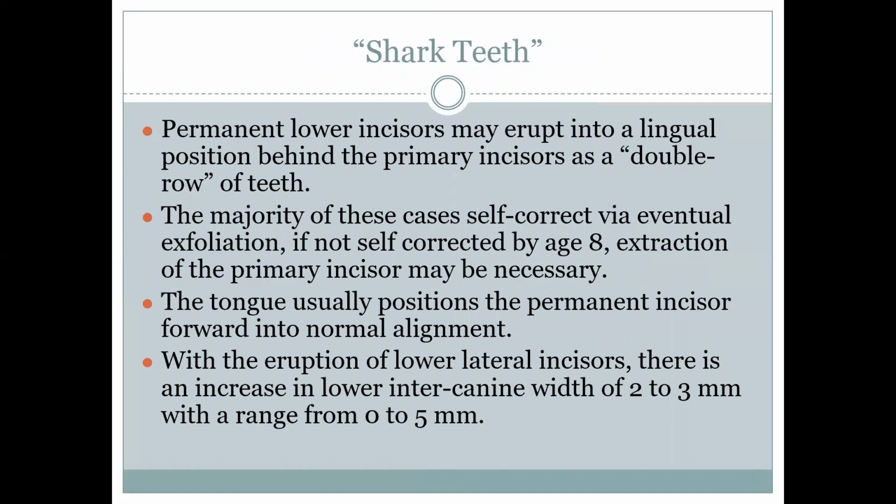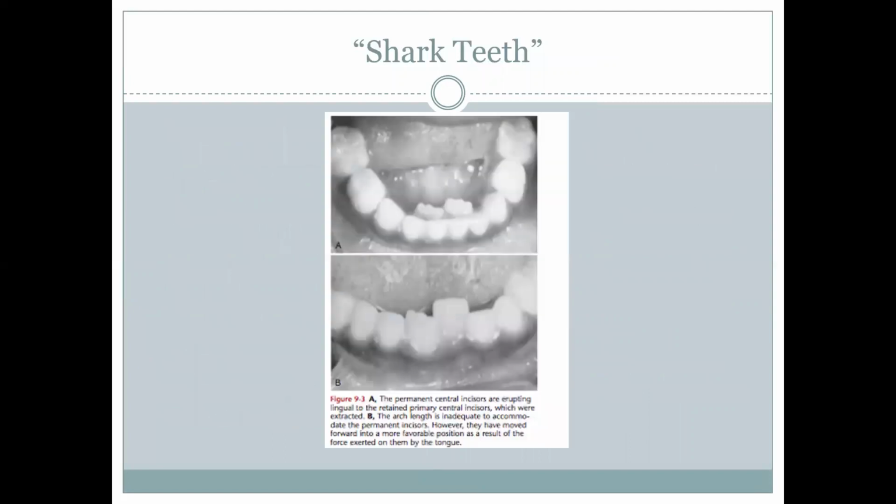And finally, let's talk about shark teeth. Primary incisors do not exfoliate, and permanent incisors may erupt lingual to them, and it appears as a double row of teeth. Here you go, and what do you do about that? You would extract the primary incisors to allow room for the permanent teeth to come forward. And usually the tongue will push those forward, but you still may have crowding. So it's up to watching the teeth develop and perhaps getting an ortho consult to decide what you should do with serial extractions.